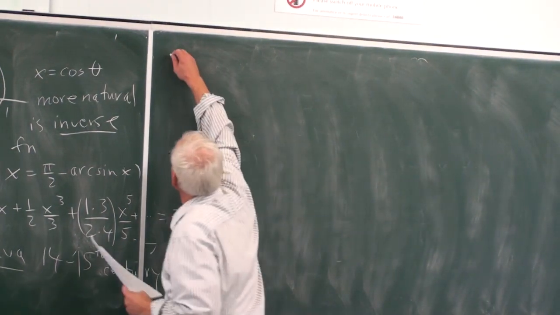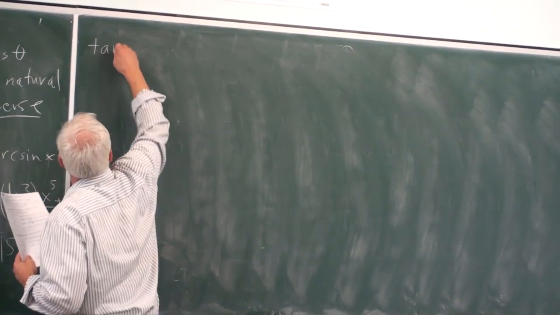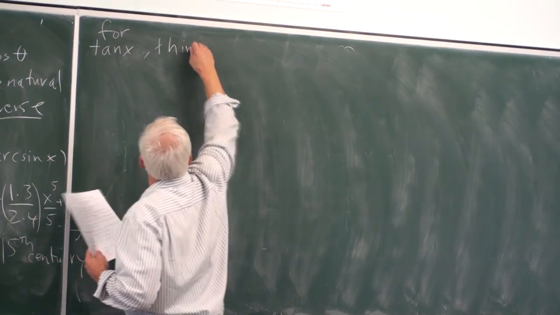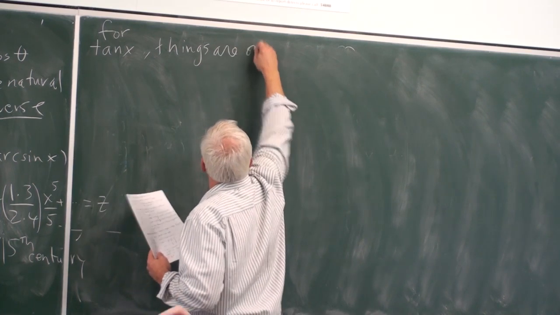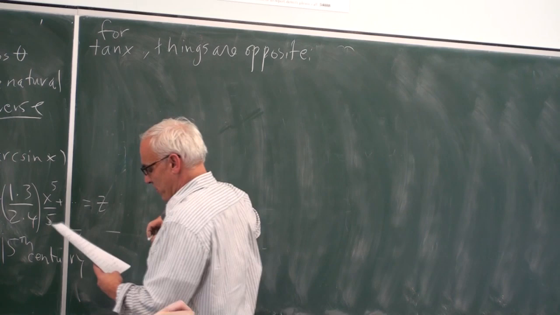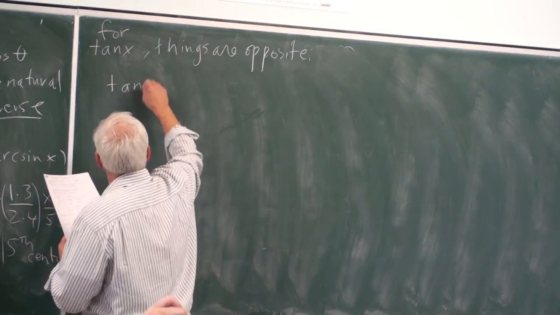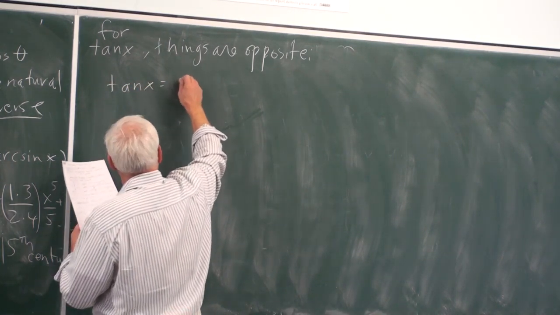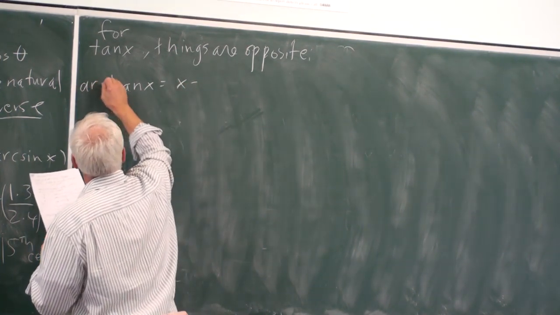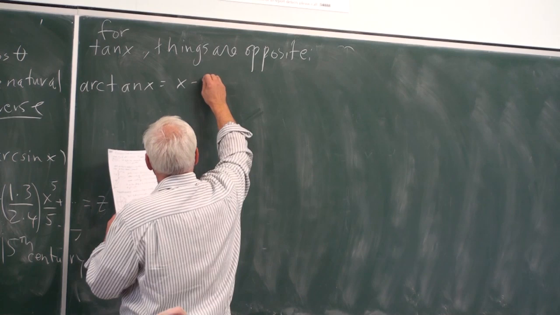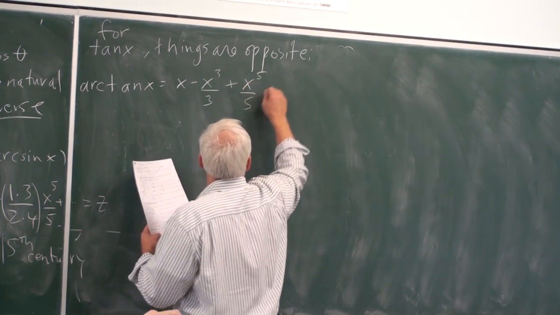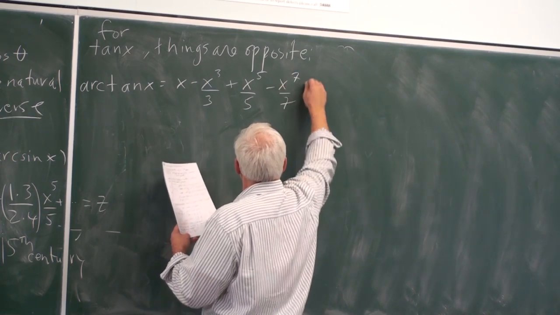So for the tan, things are a little bit opposite. The formula that's well known is the formula for arctan rather. Arctan of x equals x minus x cubed over 3 plus x to the 5th over 5 minus x to the 7th over 7, and so on.